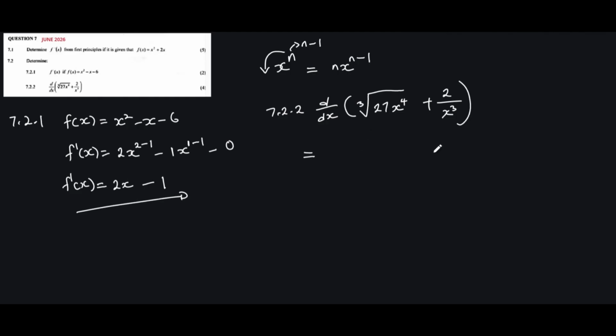So you know that a normal square root, let's say the square root of x, is the same as x to the power 1 over 2, right? So therefore the cubic root of x will be the same as x to the power 1 over 3, right?